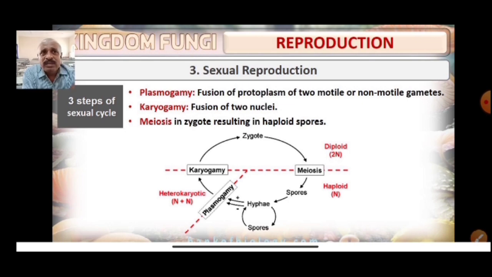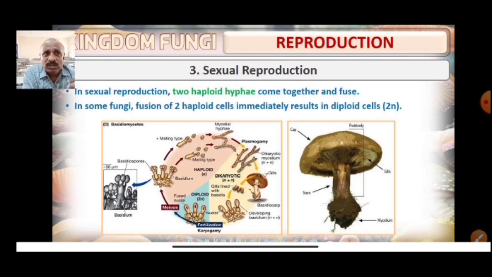This is the sexual reproduction that occurs in fungi. In sexual reproduction, two haploid hyphae come together and fuse. Two hyphae come side by side, two thread-like structures. In some fungi, fusion of two haploid cells immediately results in diploid cells.